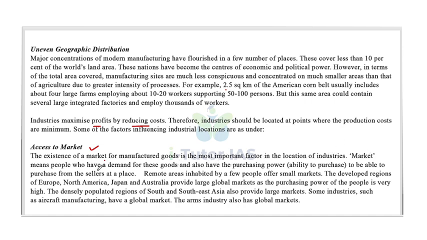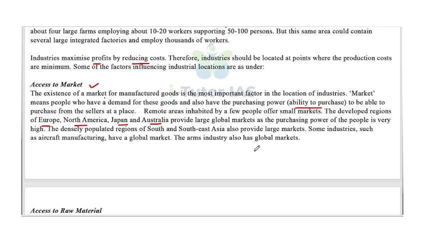Market means people who have a demand for these goods and also have purchasing power, that is, the ability to purchase from the seller at a place. Remote areas inhabited by a few people offer small markets. The developed regions of Europe, North America, Japan and Australia provide large global markets as the purchasing power of the people is very high. The densely populated regions of South and Southeast Asia also provide large markets. Some industries such as aircraft manufacturing have a global market. The arms industry also has global markets.